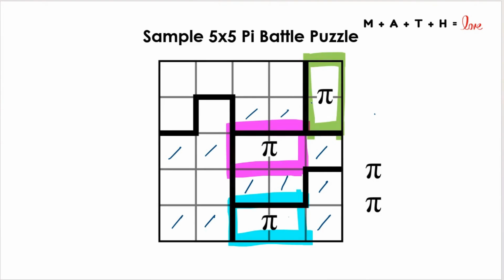Similarly, let's look over here. If I've got a pi symbol here, these two, whether it goes in the top square or the bottom square, both of these are either horizontal or diagonal. So this one's also out.